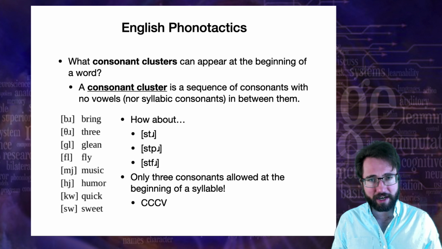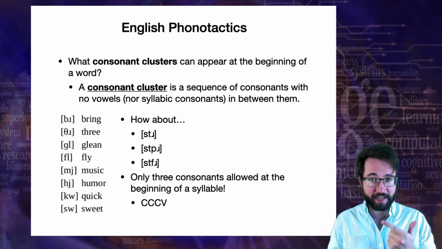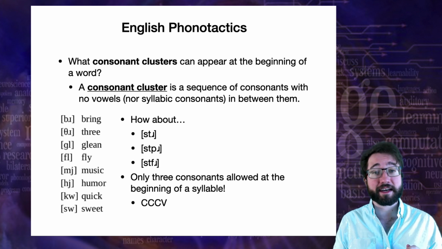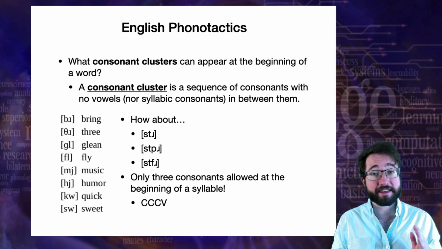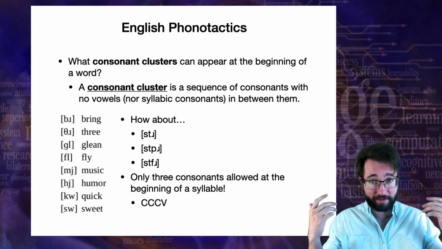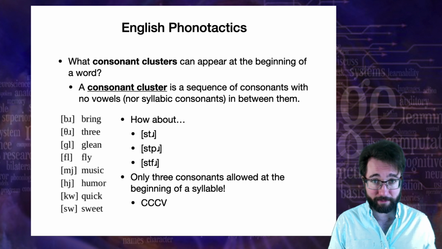And we can summarize this kind of syllable, a syllable which has 3 consonants in a cluster at the beginning, followed by a vowel or a syllabic consonant. We can summarize that with a notation that looks like this. CCCV, that refers to the class of syllables which consist of 3 consonants strung together followed by 1 vowel.